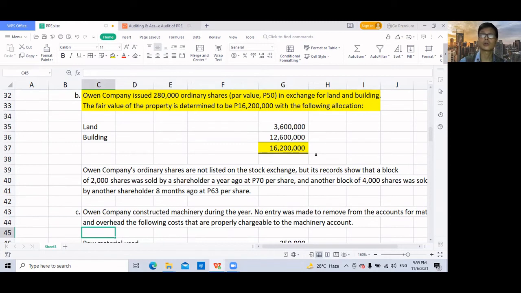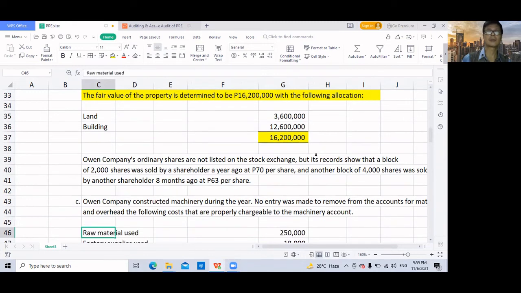Oops, wala raw entry doon sa pagtanggal doon sa machinery. So of course, meron ring gagawa natin ng entry yan, no? Okay, so isa-isayin natin mamaya yan.